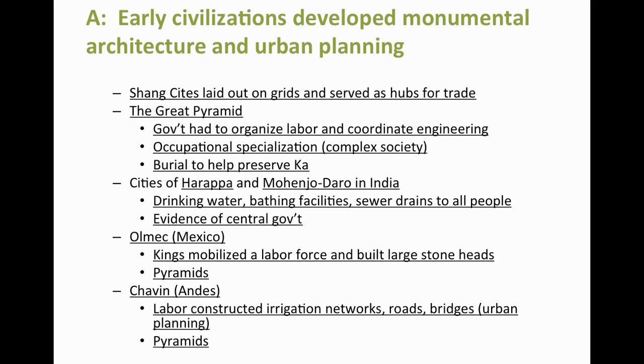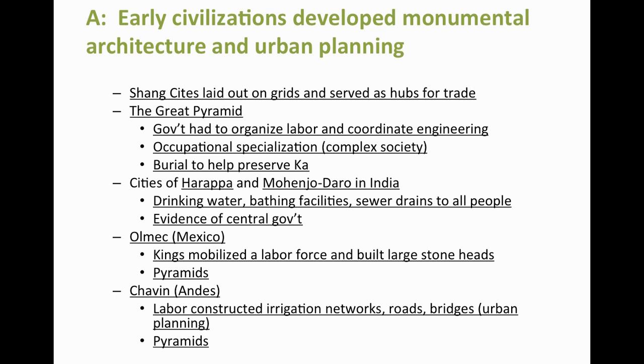In order to build those pyramids, you needed a lot of specialization and some kind of organized government. The cities of Harappa and Mohenjo-Daro had infrastructure. These cities were very advanced: water systems, bathing facilities, sewers. And again, this is evidence of some kind of central government that could coordinate the building of these things.